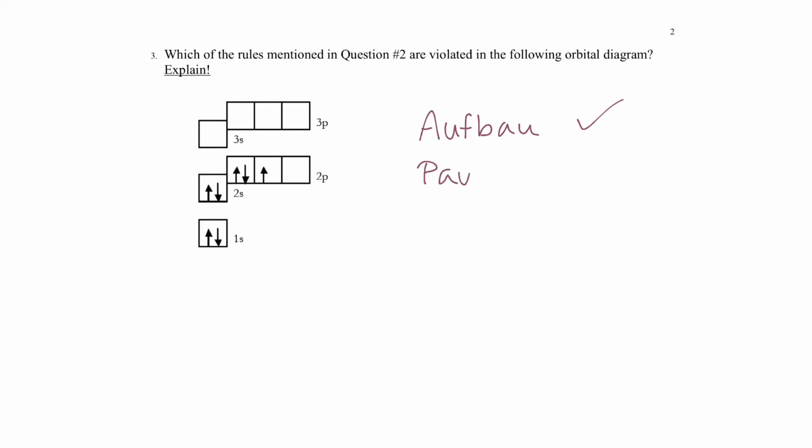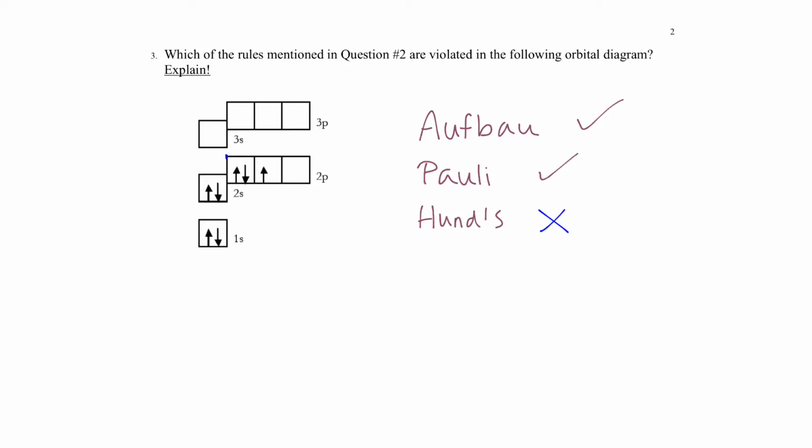Next up was the Pauli exclusion principle. Are the arrows all pointing in the correct directions? Do we always have one up and one down in a box? Yes, so that one's good too. The last one we need to check for is Hund's rule. Did we fill up all the empty seats before they started pairing? And here's where we have our mistake, essentially.